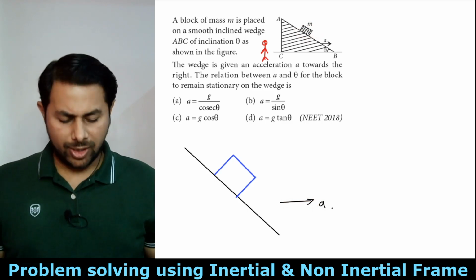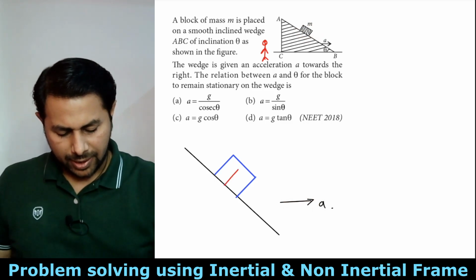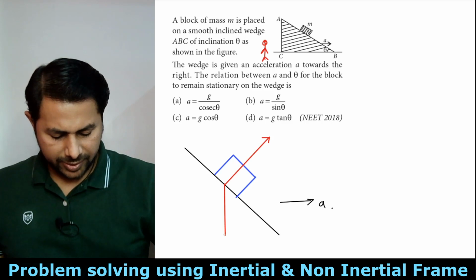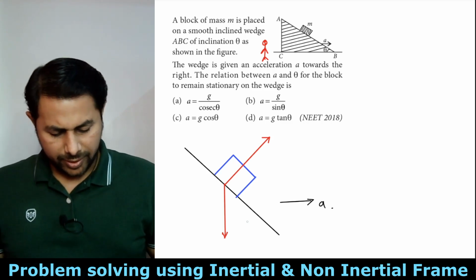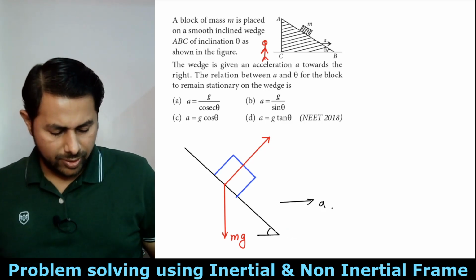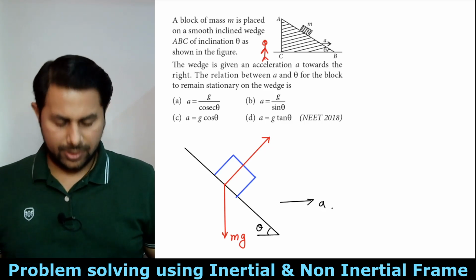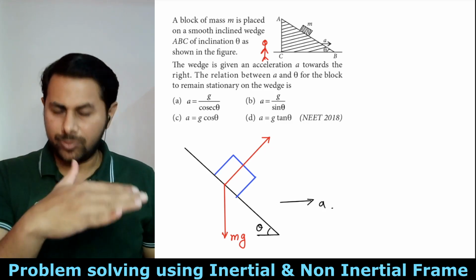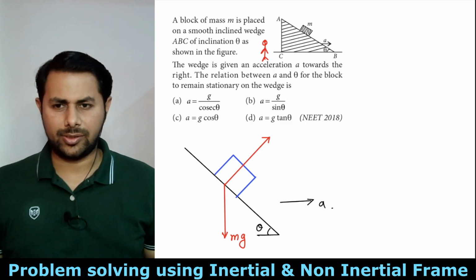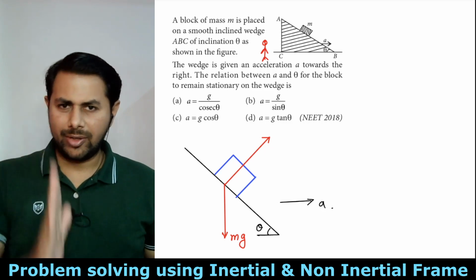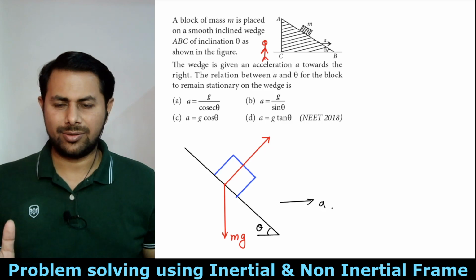What are the forces acting on the block? There is one normal reaction acting like this, and there is weight which is acting like this. The mass is m, this is g, and this angle is theta. So what will this observer do? He knows that he must resolve the forces perpendicular to the direction of motion and in the direction of motion, to check for the equilibrium.